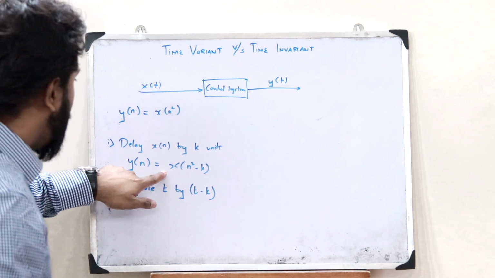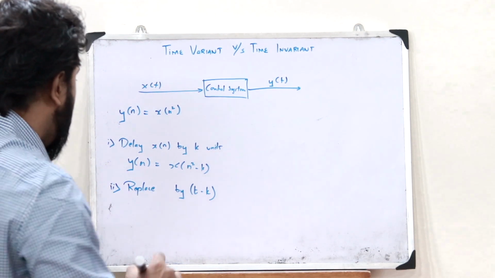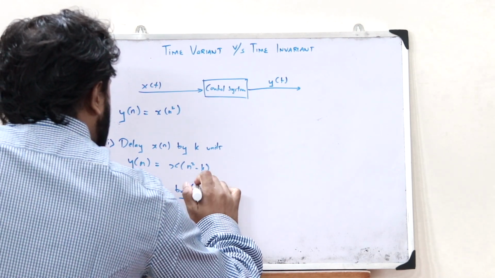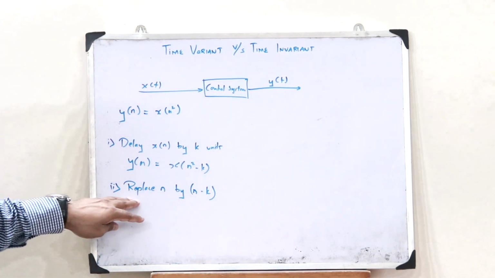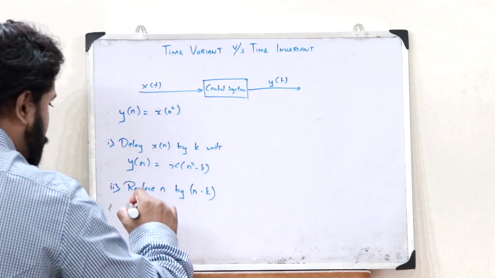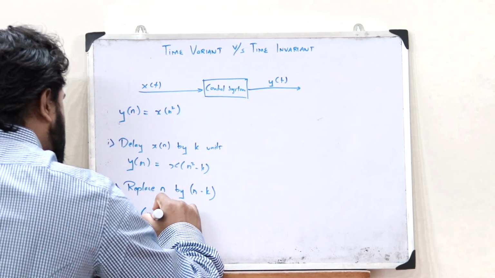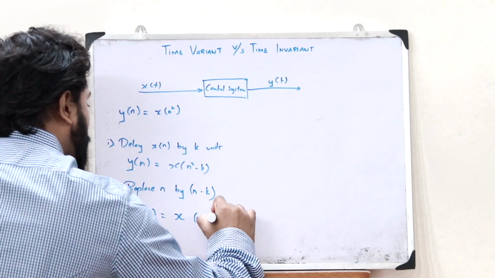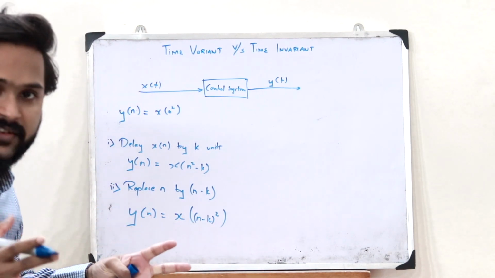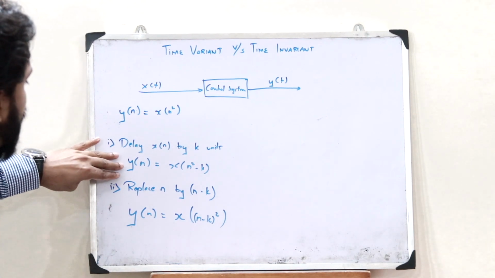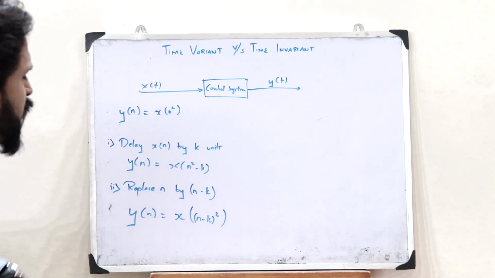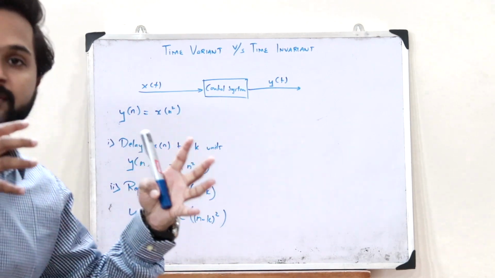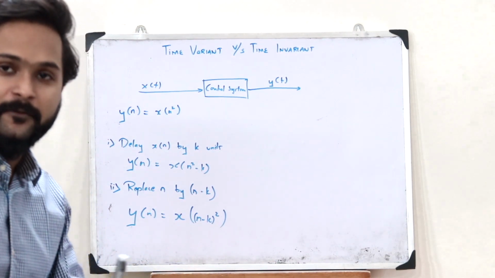But now we have to replace n by n minus k. By replacing n by n minus k, we would get y of n is equal to x of n minus k the whole square. So that is the difference here. When we observe this, equation 1 is not equal to equation 2. Since equation 1 is not equal to equation 2, it is a time variant system. That is, it varies with time.